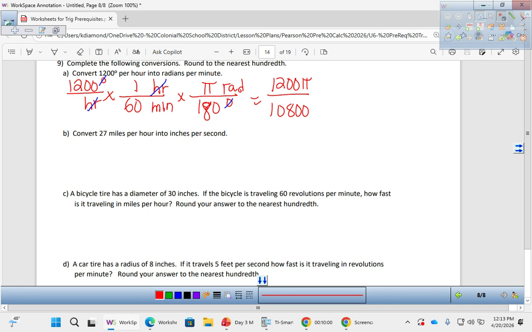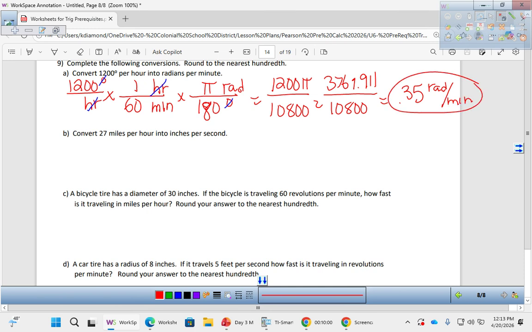1200 times pi. I'm just going to write that as a decimal, so it's about this. And if I divide that by this 10,800, I get 0.35, and that would be radians on the top, the only unit left, per minute on the bottom.